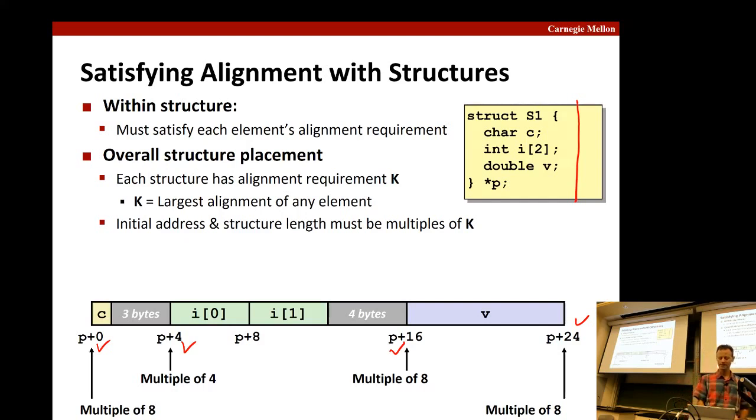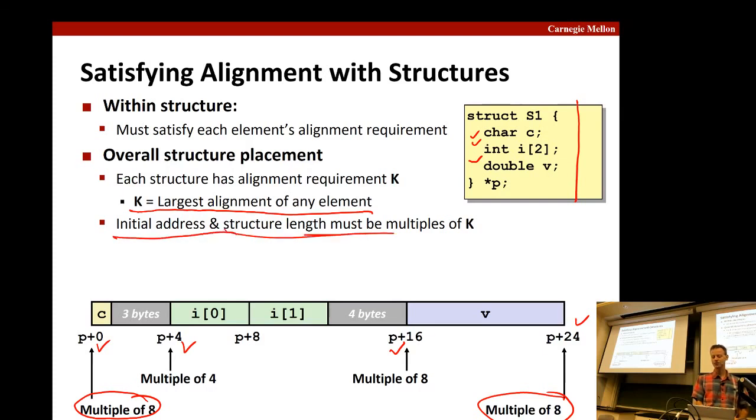So the reason this ended up being multiple of 8, I said this is placed in multiple of 8, is because what happens is the compiler looks at each of these guys here, and it says the largest alignment requirement, let's call that K, was multiple of 8. Okay, it happened to be this V. And so therefore, the initial address and the entire structure length must be multiples of 8. So the reason this has to be aligned to multiple of 8 is because K is 8 in this case.